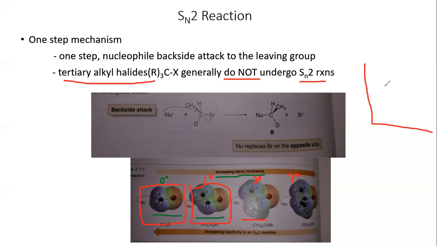So if I was to draw the energy diagram of an SN2, it would look something like this. So that's the energy diagram of an SN2 reaction. Notice there's no reaction intermediate. There's only one activation energy to overcome.